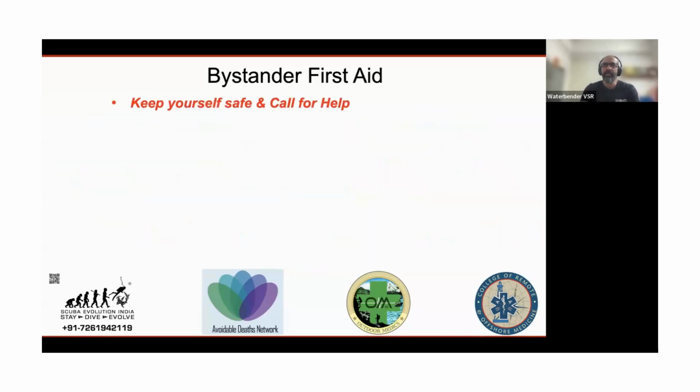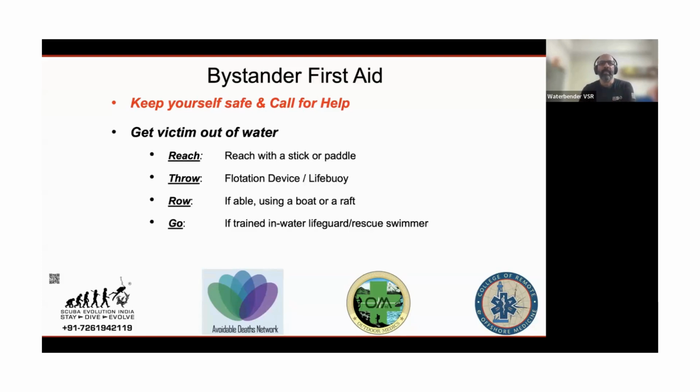So remember, first, as a rescuer, as a bystander, your first job is to keep yourself safe and call for help. Making sure that you do not get into the water is the best option. There has been a documented number of 114 deaths in 1 year in Turkey, 114 deaths of rescuers when they tried to get into the water and rescue somebody who was drowning. So be careful. So when we say get the victim out of the water, we want to follow at least these 4 steps.